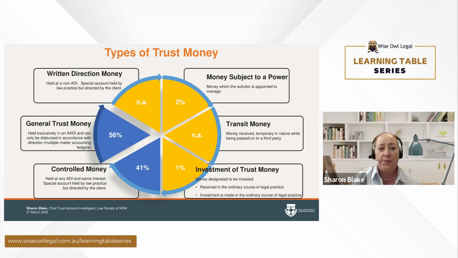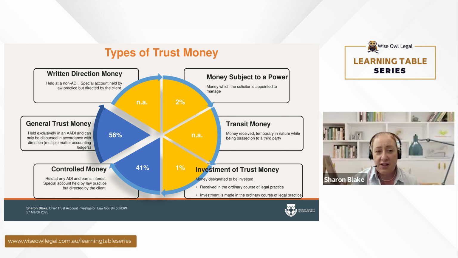Money subject of a power. This is where a solicitor is appointed to manage. For example, a solicitor is granted a power of attorney by an elderly client to manage their estate and pay living expenses from it. And the final one, investment money.